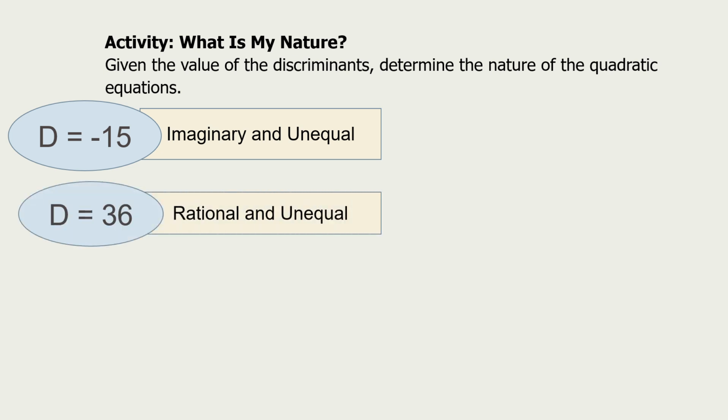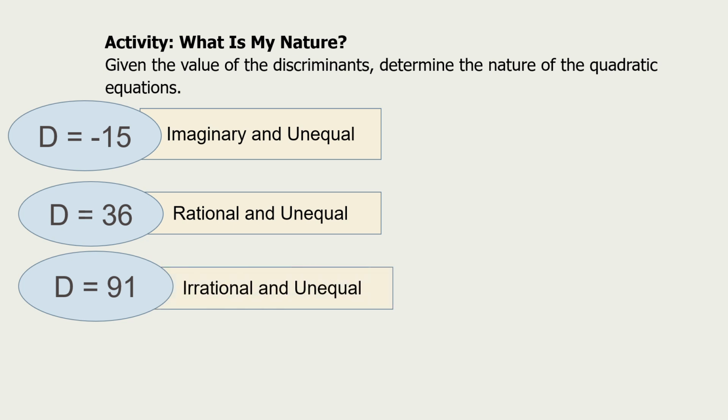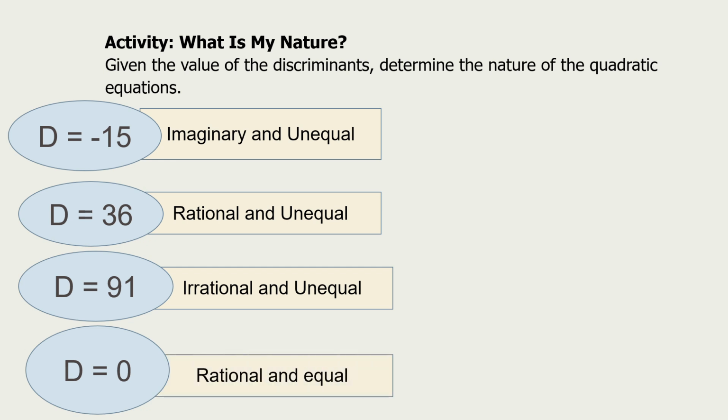Number 2, if the discriminant is 36, since 36 is a perfect square number, then it is rational and unequal. And then the third one, if d is equal to 91, so 91 is a non-perfect square number, then we can say that the nature of the roots are irrational and unequal. And then for the last one, if the discriminant is 0, then the nature of the roots are rational and equal.